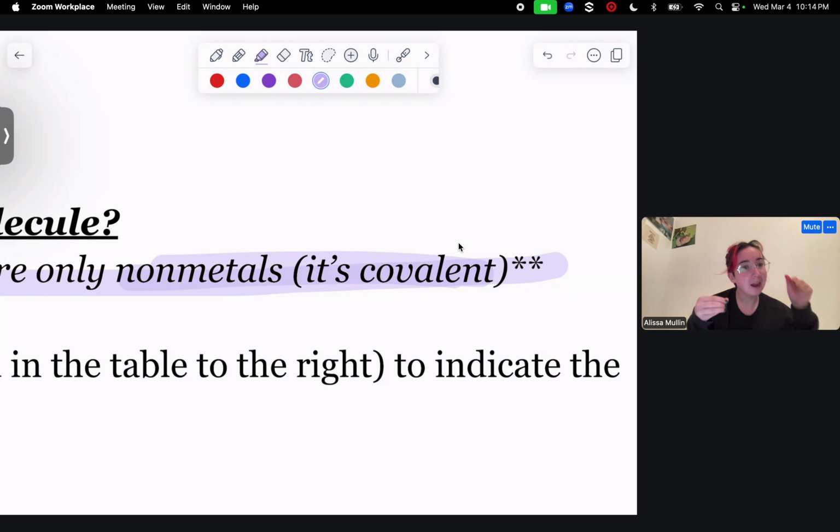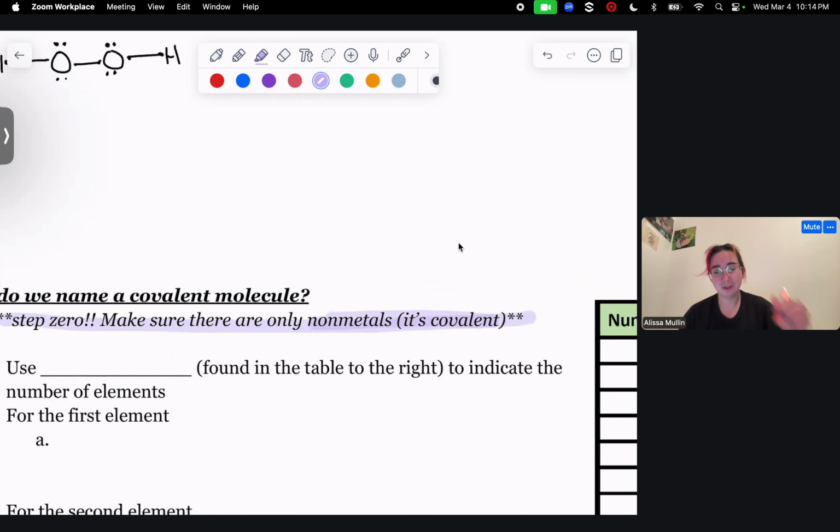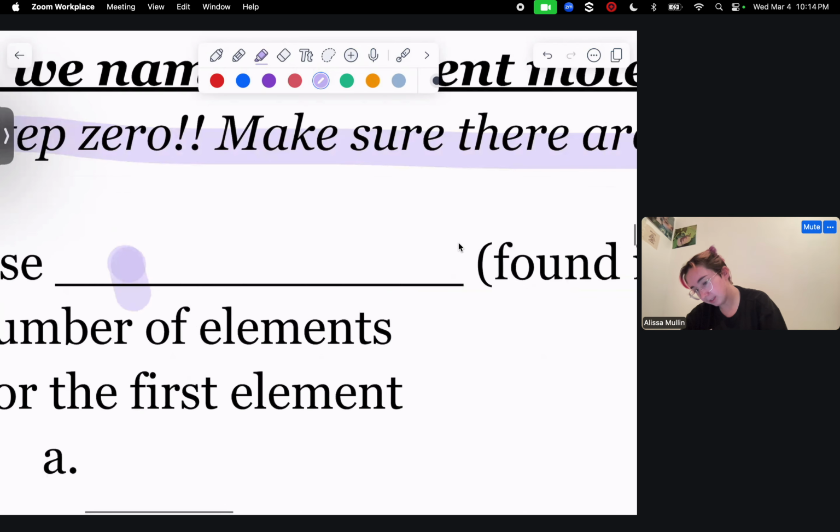But that's why we have our resources. Remember, the packet has the naming tree in it. I recommend you really practice with that. At the top of it, the very first question you ask yourself is, do I have a metal and a non-metal? And the naming tree leads you to be like, yeah, I do, it's ionic, or no, it's not, and it's covalent. So do that first, make sure you know you're allowed to do the rules here. But if you do have something covalent, this is where we start using prefixes.